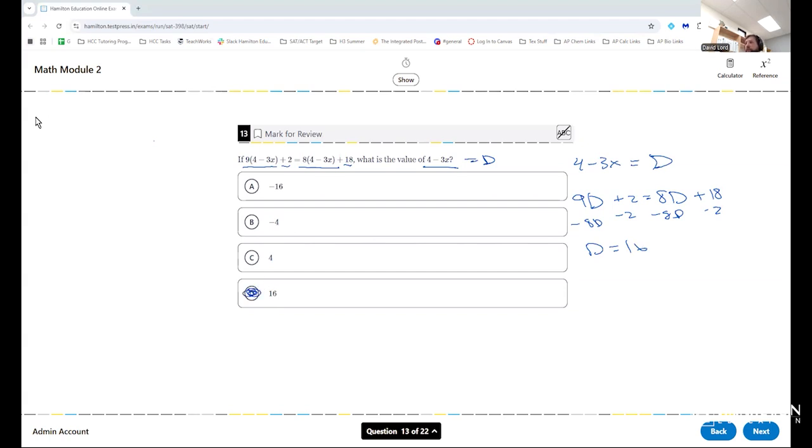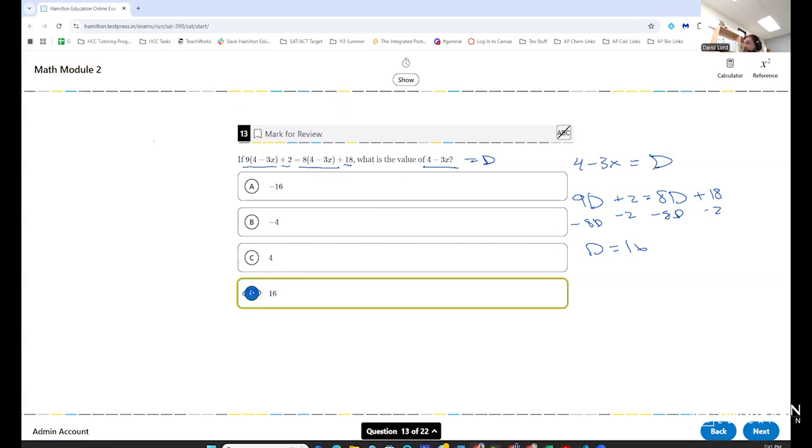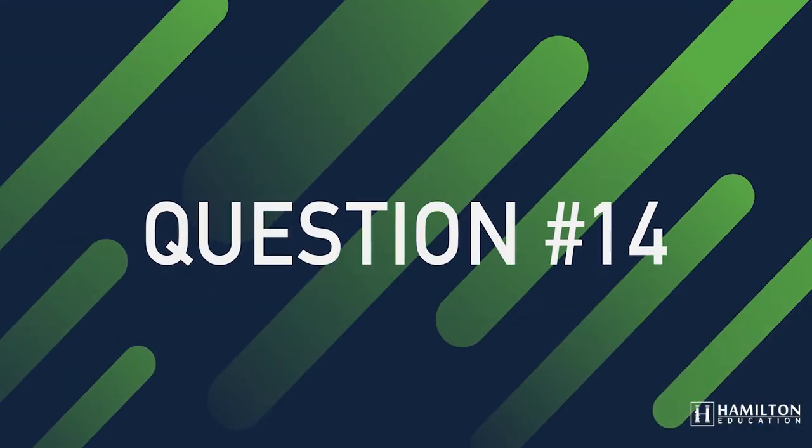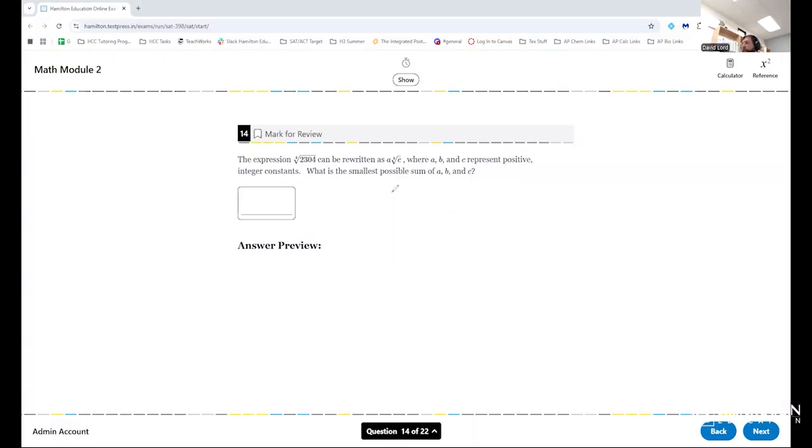So if you see problems like this, especially in the beginning where they look more complicated, you can use something called structure and expression, which is what this type of question is, and then solve it much more rapidly. The expression, the fourth root of 2304, can be rewritten as A root B times C, where A, B, and C represent positive integer constants.